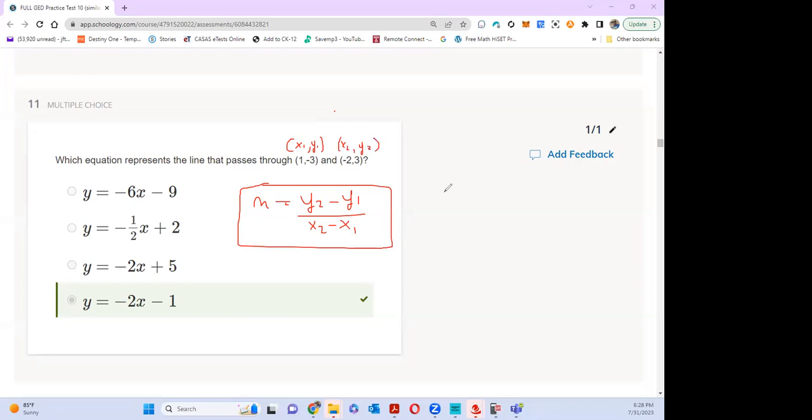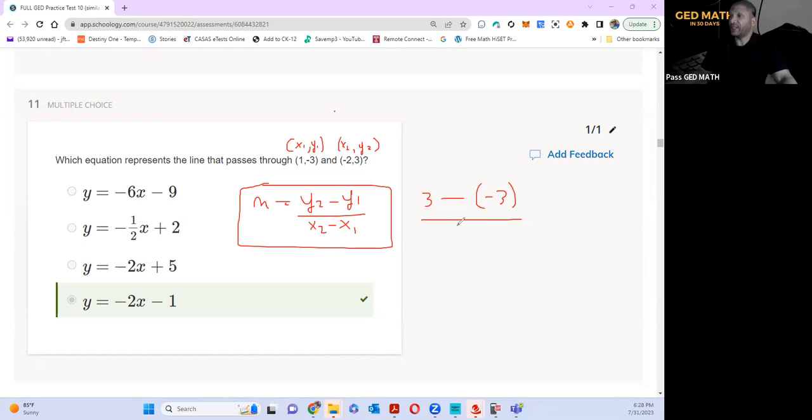What's Y2? Y2 is 3. 3 minus Y1, which is what? -3. So again, what did I do with that -3? I put it in parentheses. X2 is -2. -2 minus X1, which was 1. So I don't want you getting confused. This minus sign here is this minus sign here.